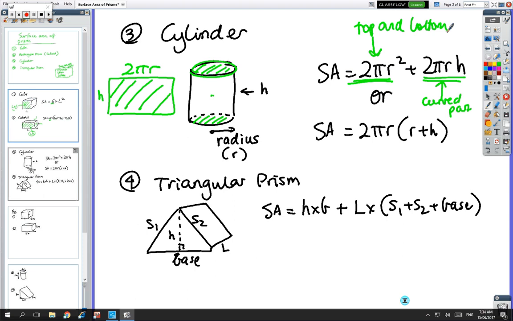And there's a shorter way of using the formula, which is just to take out the common factors of 2 pi r from both of these terms, and you're left with r plus h. So this is a really quick way of using it, or you can just use the first one.